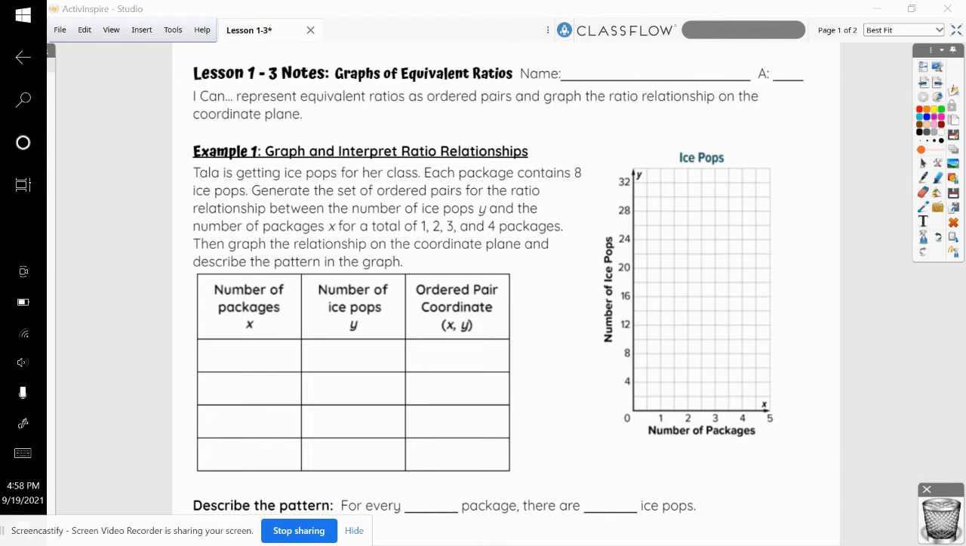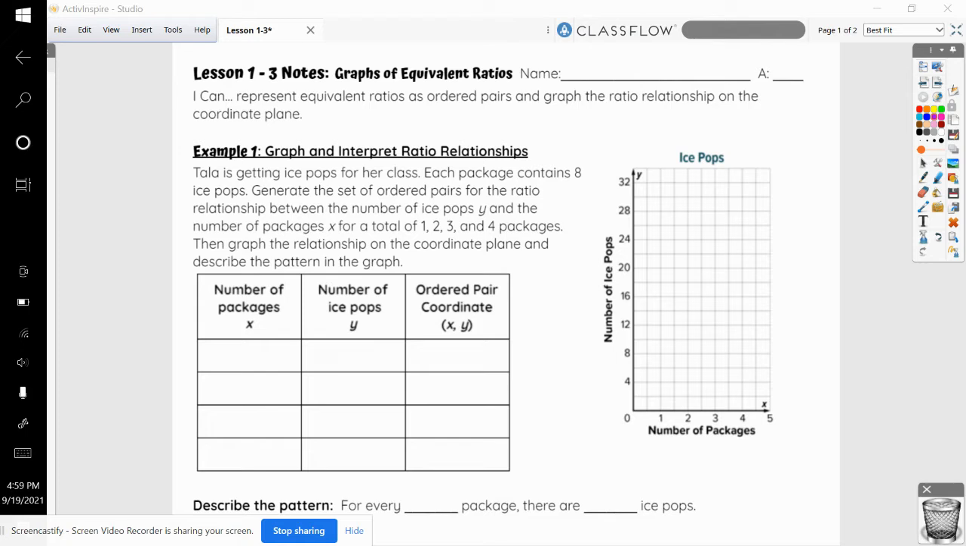We're graphing and interpreting ratio relationships. So it says Tala is getting ice pops for her class. Each package contains 8 ice pops. Generate the set of ordered pairs for the ratio relationship between the number of ice pops, y, and the number of packages, x, for a total of 1, 2, 3, and 4 packages. Then graph the relationship on the coordinate plane and describe the pattern in the graph.